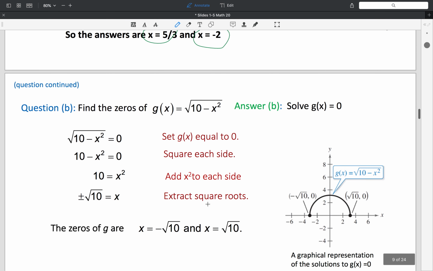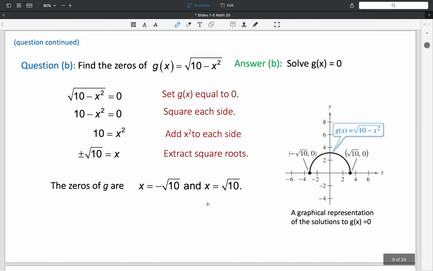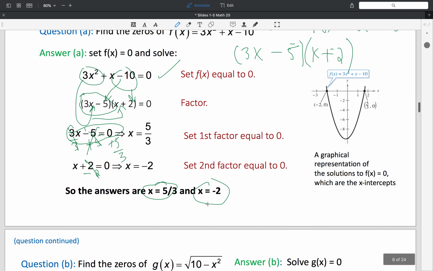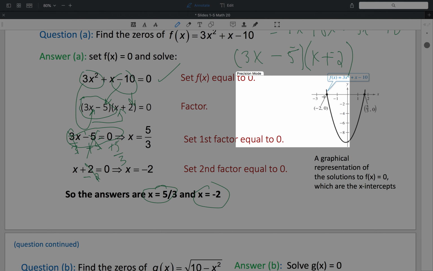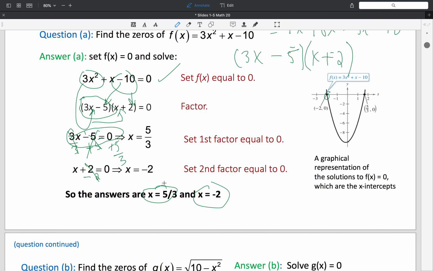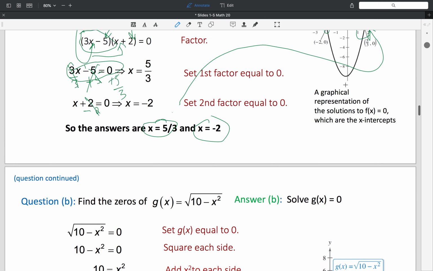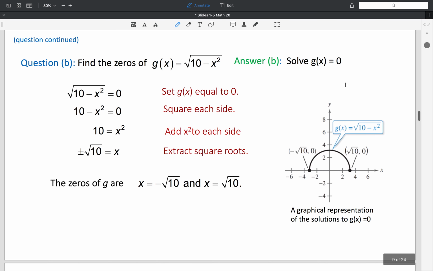Okay, so let's go to the next one. Now again, we want to figure out, I'm sorry, let's go back here. I just wanted to show you on the graph. You see that the graph crosses the x-axis here at minus 2, which is what this tells us. And then notice here, I don't need that, turn that off. This goes over to here. And I also cross at x equals 5/3 right here. Okay, so now we go on to the next.